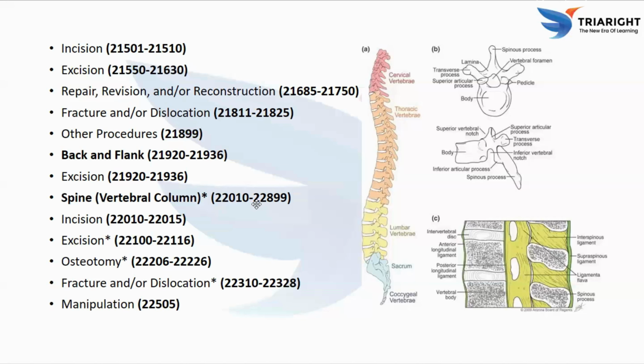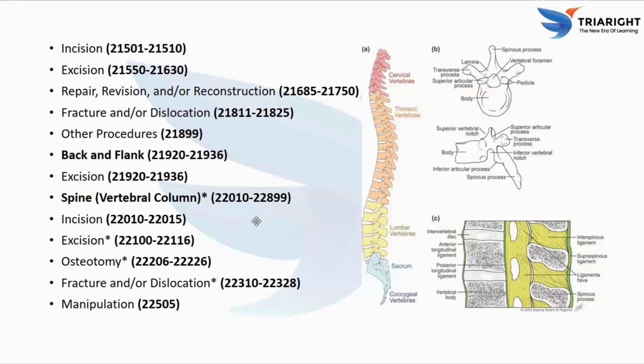And next region is spine or vertebral column. The code ranges are 22,010 to 22,899. So what does this spine or vertebral column include? It covers cervical vertebrae, thoracic vertebrae, lumbar vertebrae, and sacral vertebrae, nothing but the spine.